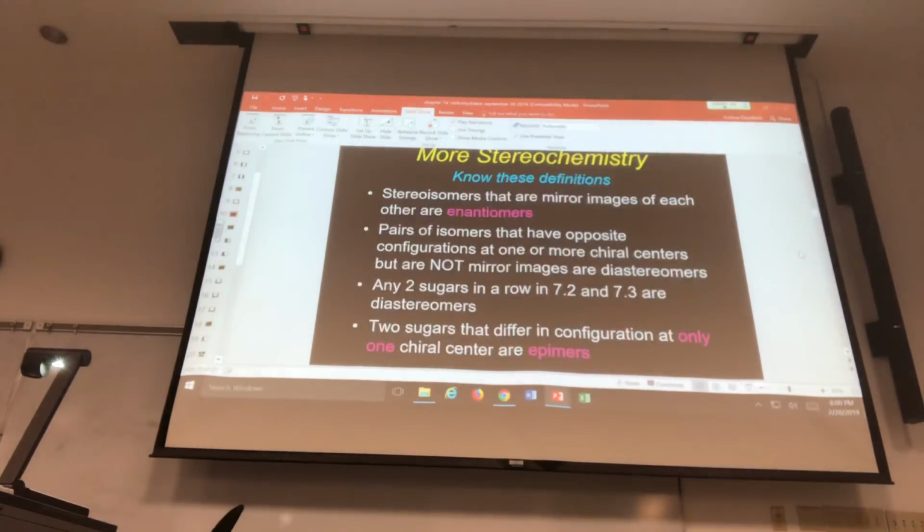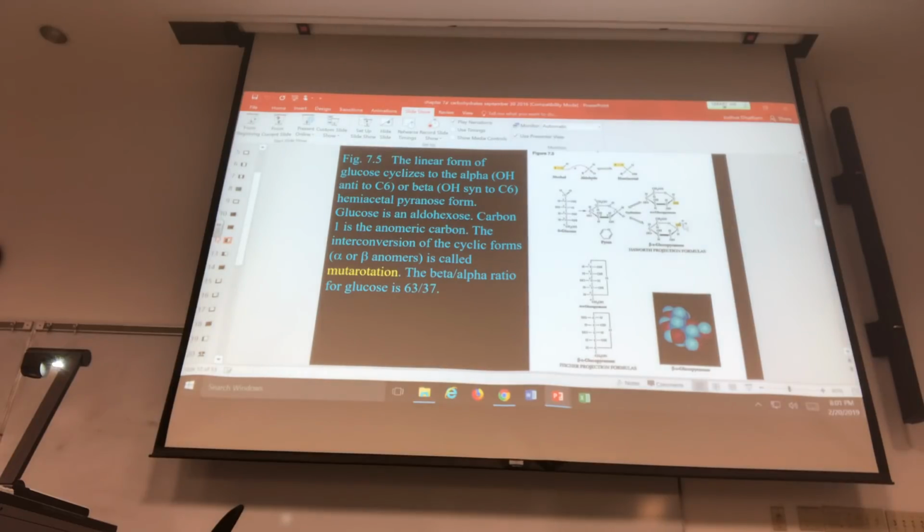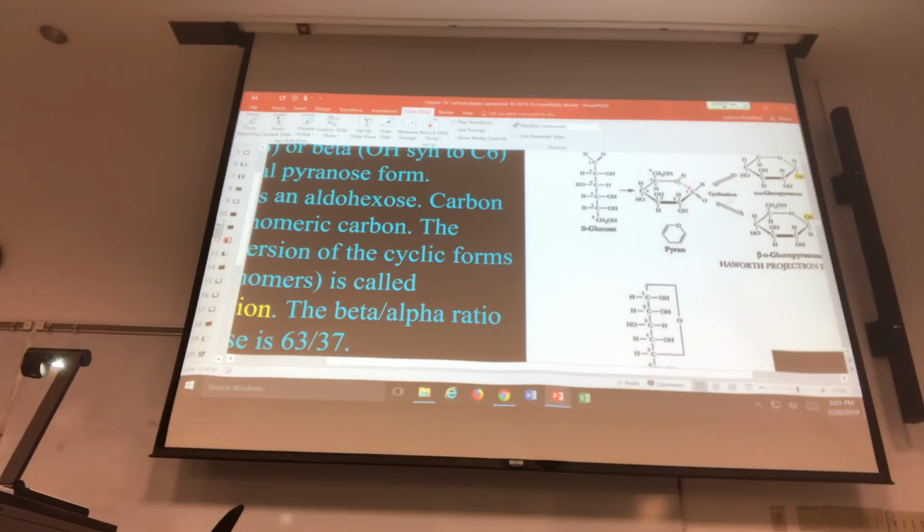Let me see if I can find that. There we go. Pyranose. 6-membered ring. I keep forgetting what the next thing I'm going to go over is, so one second.